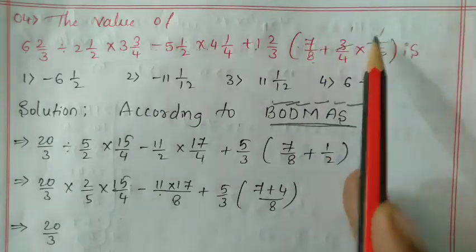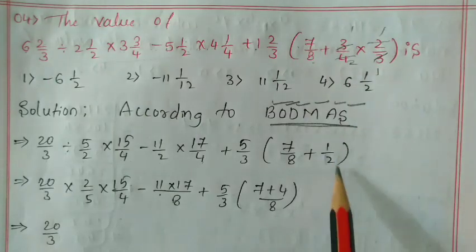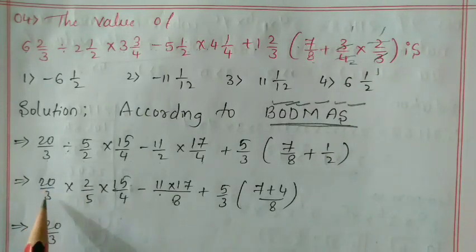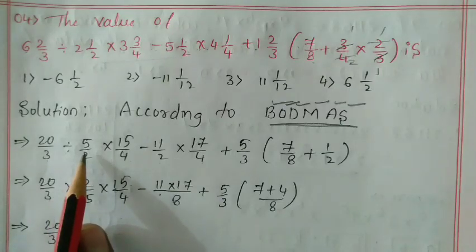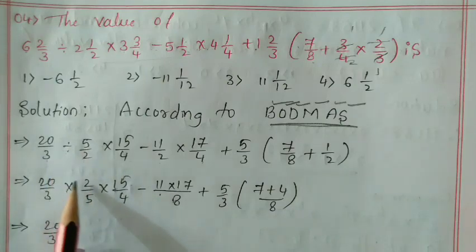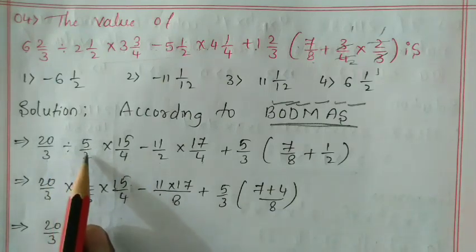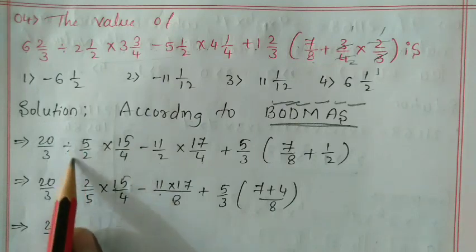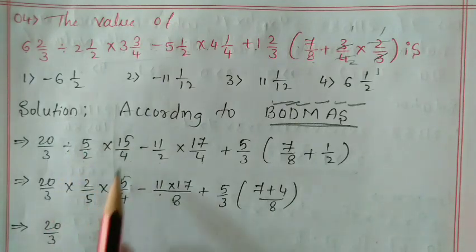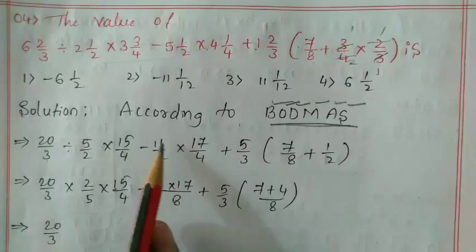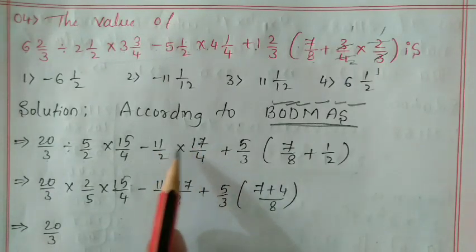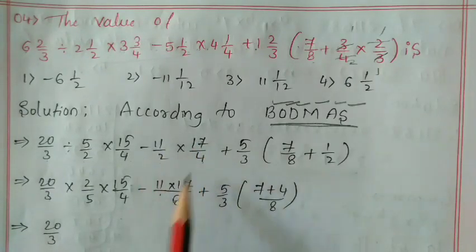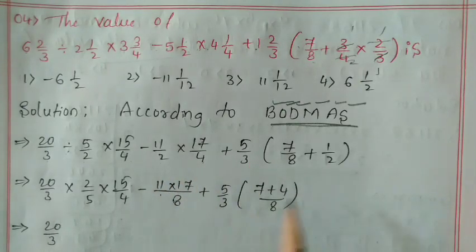you can cut these two: 3 ones are 3, 3 ones are 3, 2 ones are 2, 2 twos are 2, so this is 1 by 2 you can write. After that you can write this 20 by 3 as it is. After that, divided by becomes into. When you write this into, the denominator becomes numerator and the numerator becomes denominator. 2 by 5 into 15 by 4, minus 11 into 17, because here multiplication is there, you can multiply 11 into 17, divided by 2 fours are 8, plus 5 by 3.